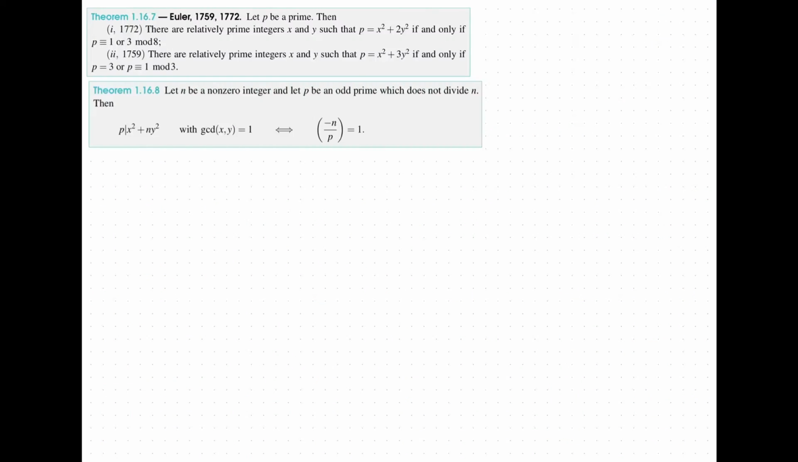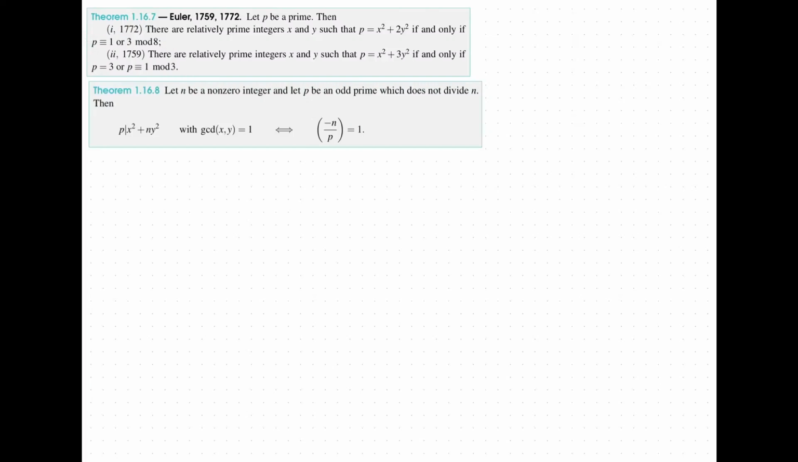To finish it off for today, let us revisit Euler's result from 1772. And now that we know the quadratic character of 2, let's go ahead and find those primes for which negative 2 on p is equal to 1. And what we will show is that negative 2 on p equals 1 if and only if p is congruent to 1 or 3 mod 8.